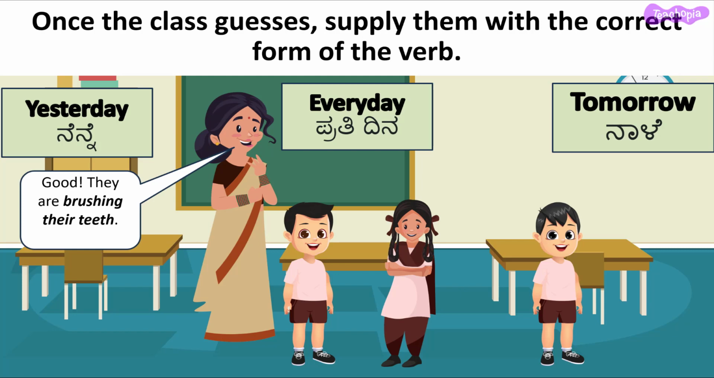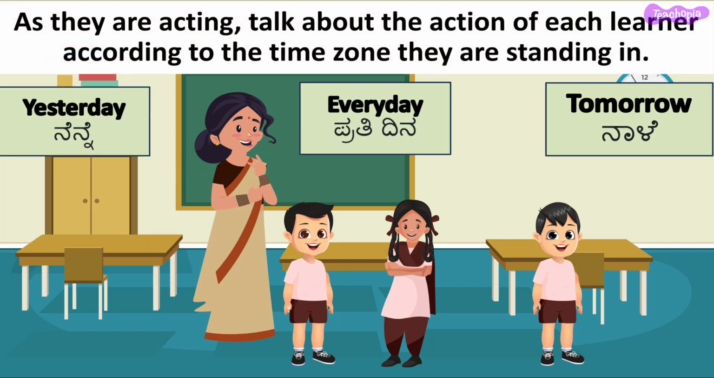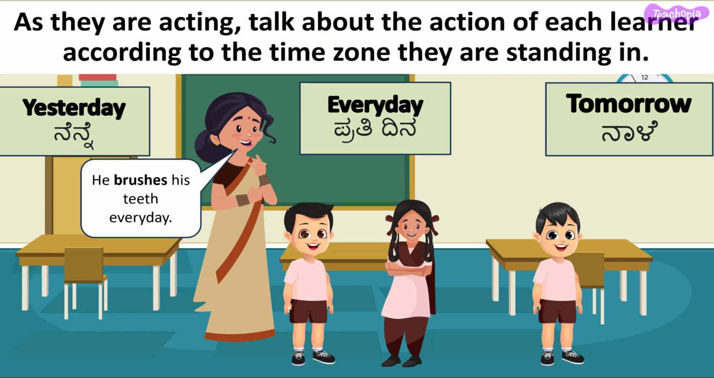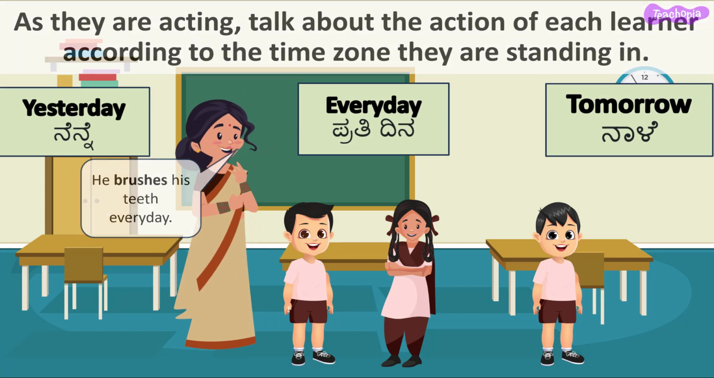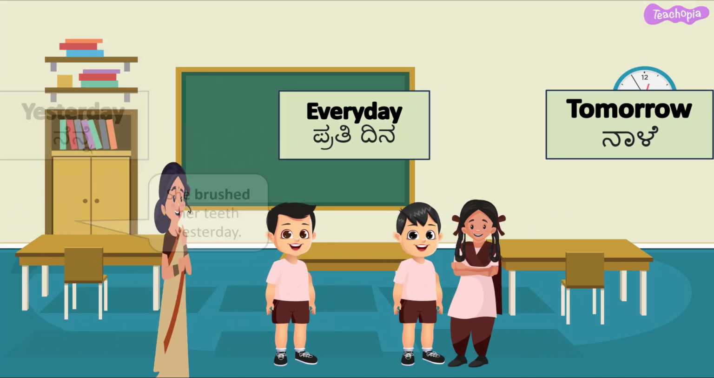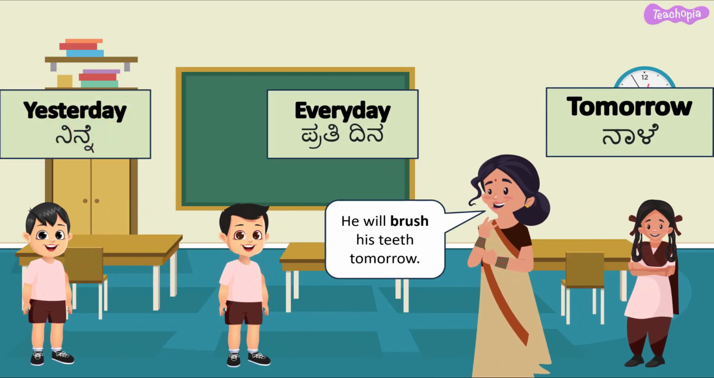Ask the learners standing in the corner to continue acting. As they are acting, point and talk about their action according to the time zone they are in. He brushes his teeth every day. She brushed her teeth yesterday. He will brush his teeth tomorrow.